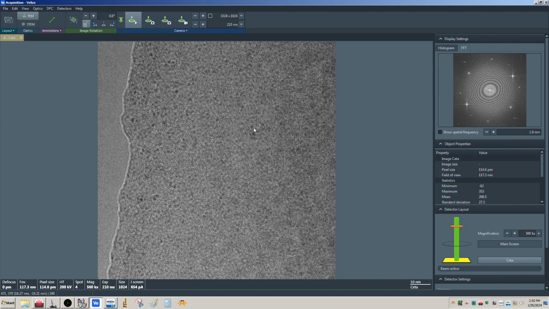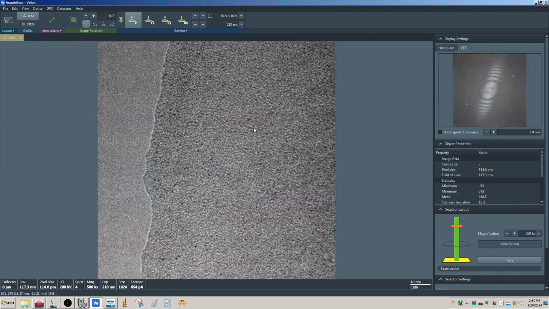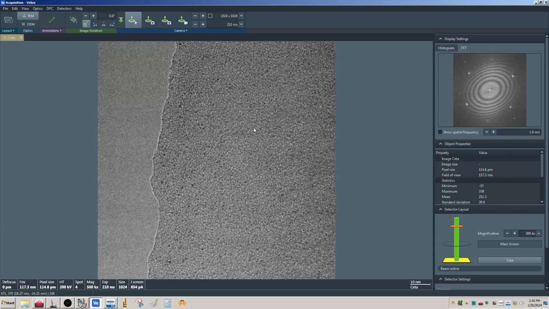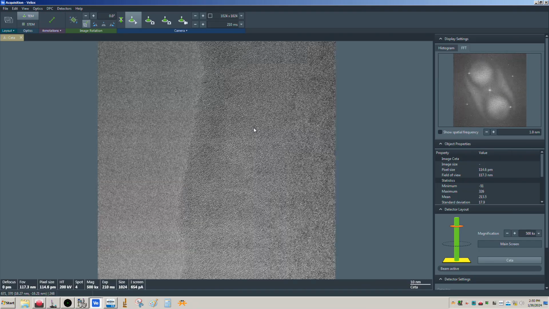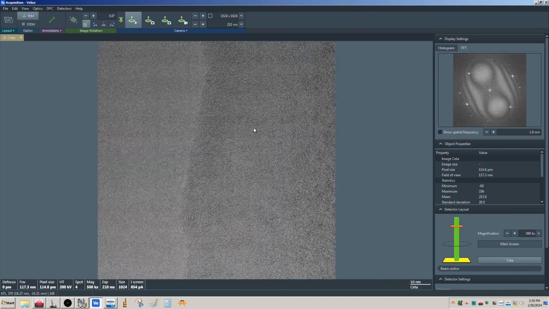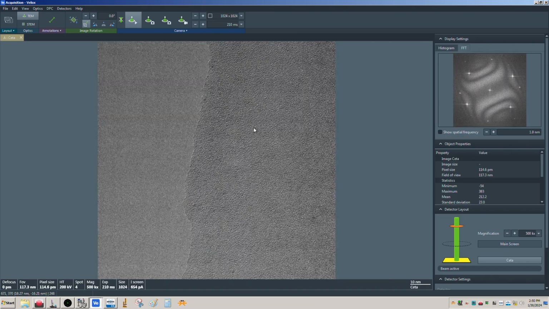FFT. Okay, so my defocus right now is 0, so I'm going to go up here because I can see I'm still a little too under focused. So right about there. Oops, let me go back up again. Okay, that's close enough right there.